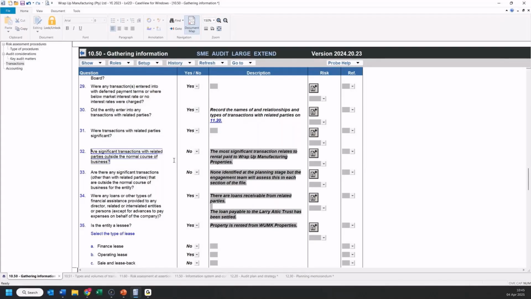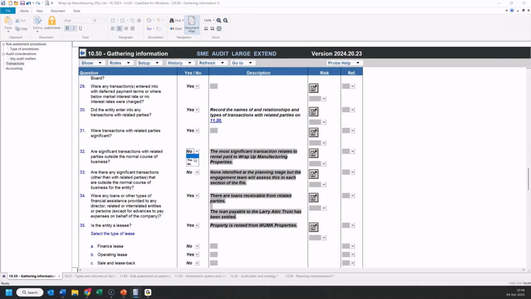And our conclusion in this case is to say no, and we documented that the most significant transaction for Wrap-Up Manufacturing was the rental paid to the property company, Wrap-Up Manufacturing Properties. So that is not outside the normal course of business, because it was quite normal for them to rent, so that's perfectly fine, no issues there, and therefore we said no.